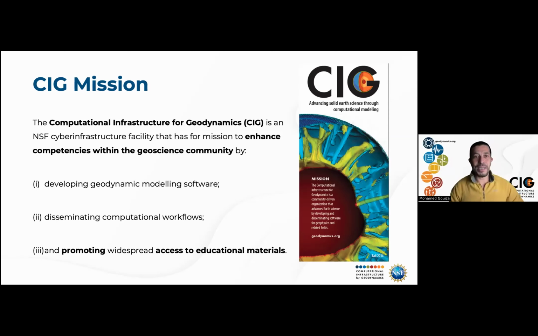This is done by providing structure for developing geodynamic modeling software like Aspect, which has been talked about over yesterday and today. But also developing, hosting, and disseminating computational workflows to improve the capabilities of the scientific community and reduce some of the barriers in terms of reproduction and extension of research. The last point on the slide, which matters for this talk, is that one of the other cornerstones of CIG is to promote widespread access to educational material for computational geodynamics.